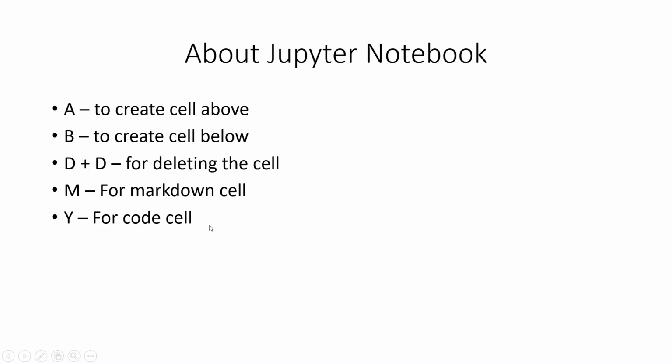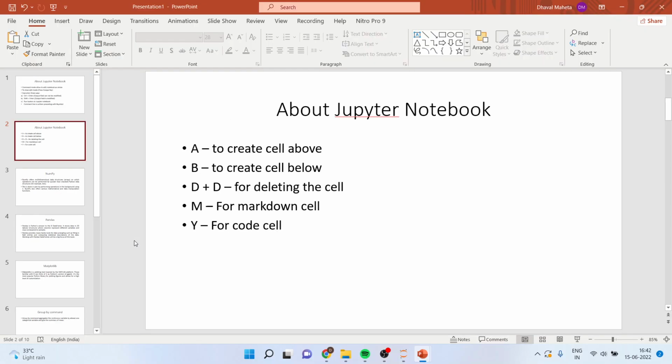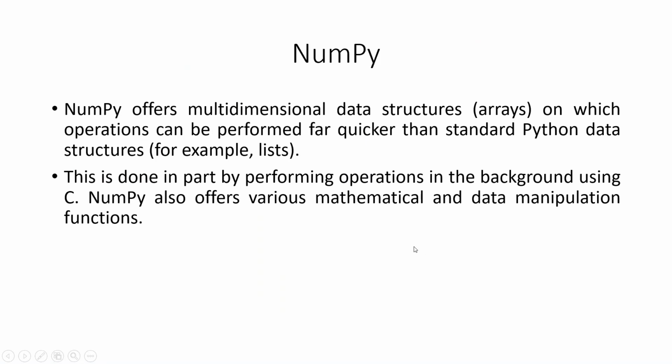For markdown cell, I'll be using M, and for code cell, I'll be using Y. Now there are some libraries which we will have to install separately if you are only installing Python. But when you are working on Anaconda, there are some default libraries which are required for data science, which will be installed directly. The three main libraries which are there is NumPy, Pandas, and Matplotlib.